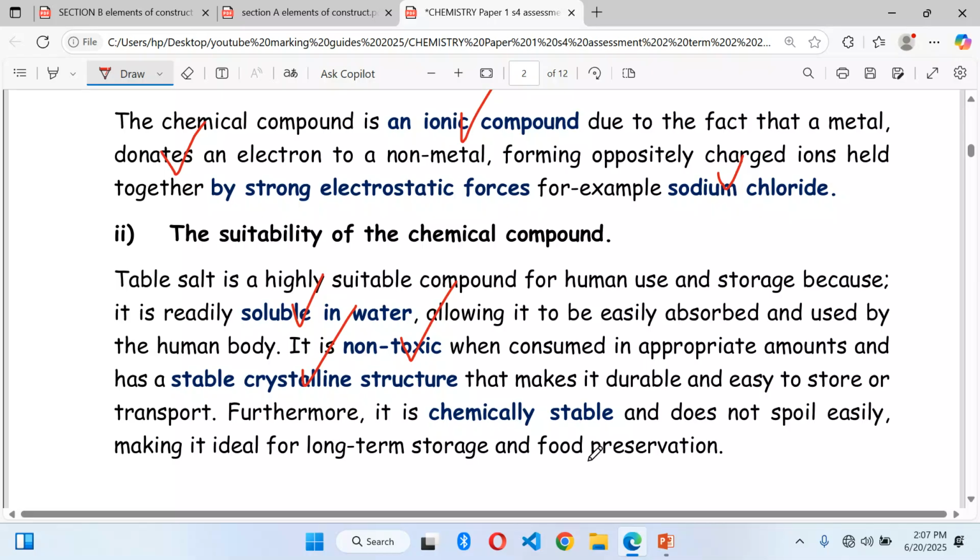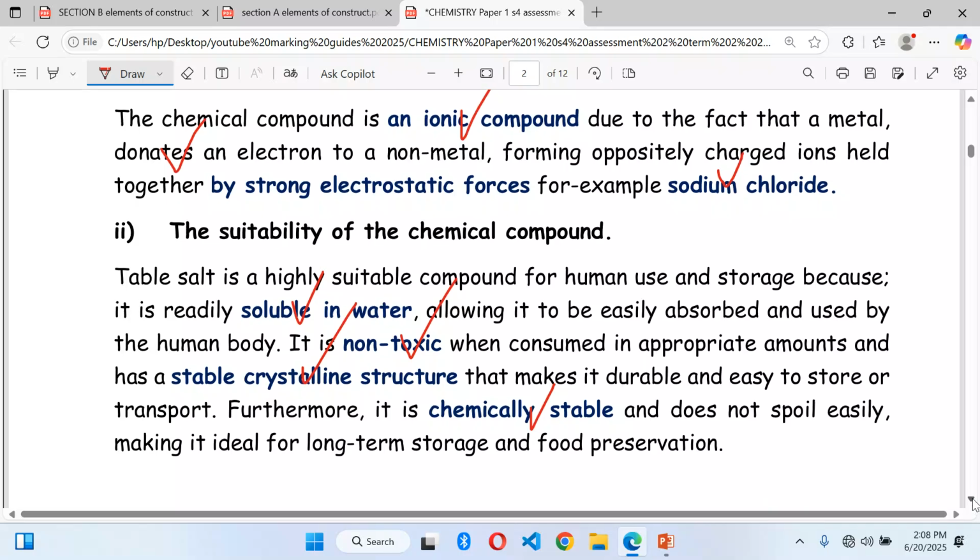Furthermore, it is chemically what? Stable. It is chemically stable and does not spoil easily, making it ideal for long-term storage and food preservation. So there you get all your 3 scores. You get all your scores. What you're saying, maximize. Make sure that you maximize all the scores. Put all the 4 or even more. What we're saying is to make sure that we have at least 4 properties. Don't reach and then you summarize and report 2. Instead, let them be 4 properties that we are putting there.